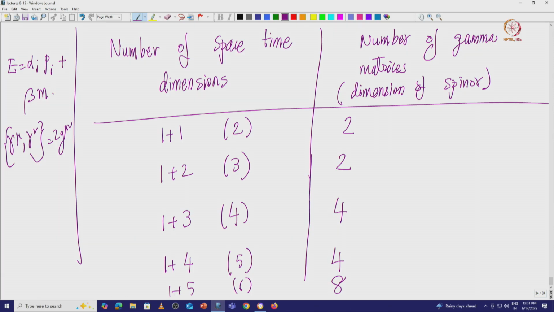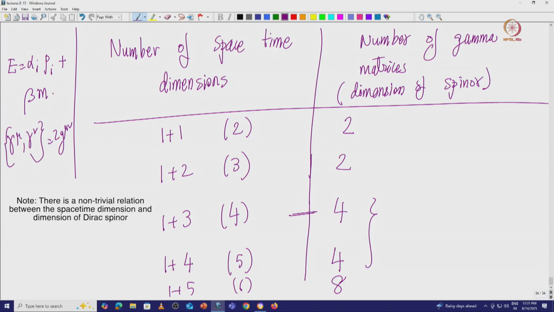So, you see the dimension of the Dirac spinor in 4 and 5 dimensions is 4, but it is not really a correlation, it just happens that way. It does not mean that the spinor dimension cannot be 2. That means you can explain the entire physics in terms of 2 component spinors. The Dirac equation has solutions in terms of 2 component spinors.